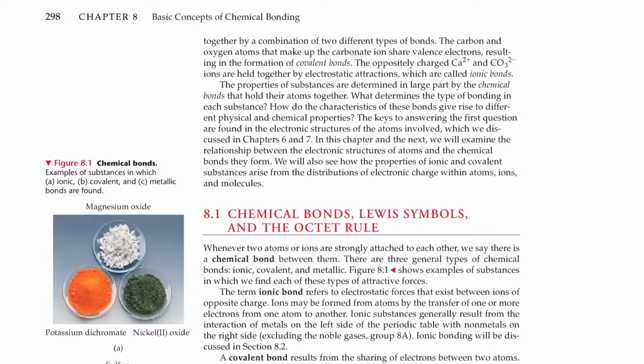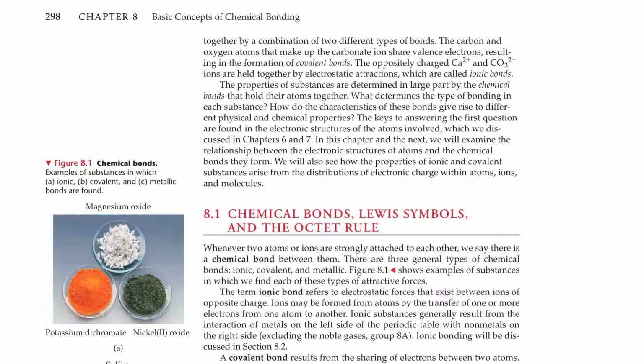The properties of the substances are determined in large part by the chemical bonds that hold their atoms together. What determines the type of bonding in each substance? How do the characteristics of these bonds give rise to different physical and chemical properties? The keys to answering the first question are found in the electronic structure of the atoms involved, which we discussed in Chapters 6 and 7.